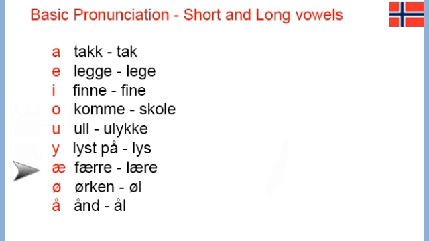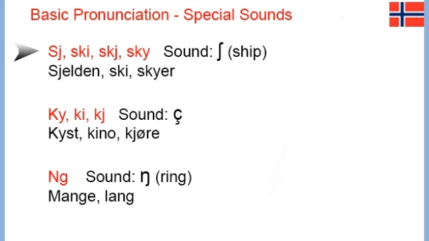This is generally not something that causes problems, but if you meet a new word and you're uncertain about the short and long vowel, look at the number of consonants after the vowel. These sounds are something that causes more problems. It's not just if the word starts with one of these letter combinations, it's also if it's in the middle of words. They are quite common, so just remember it when you see it.